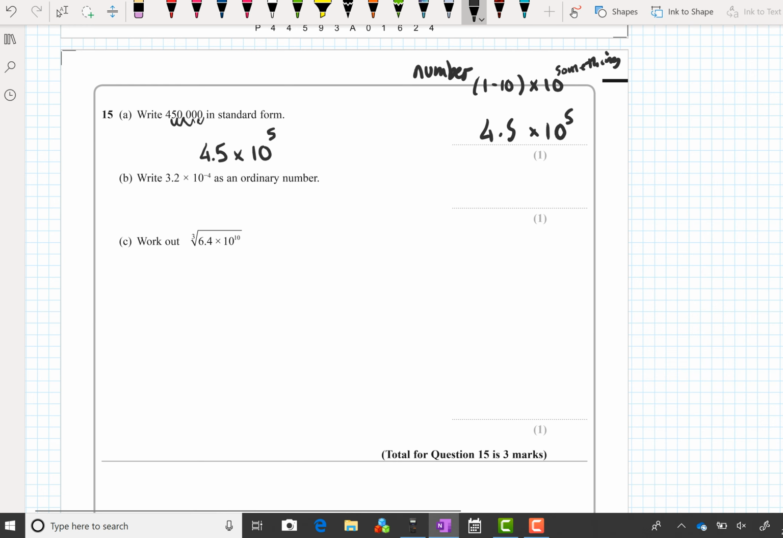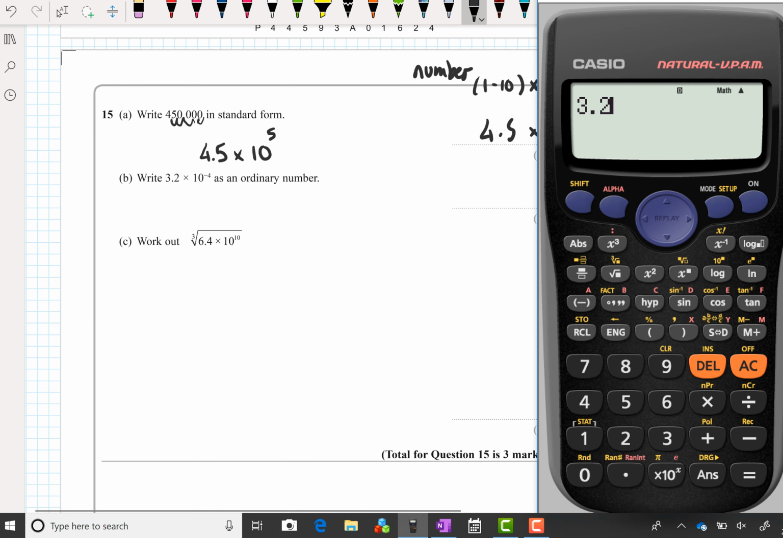Write this as an ordinary number. Well, I've got a calculator, so do you know what? I think I might just try and do this first of all, see if it works.